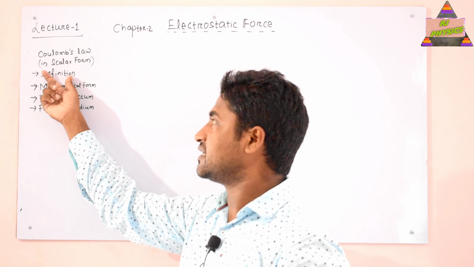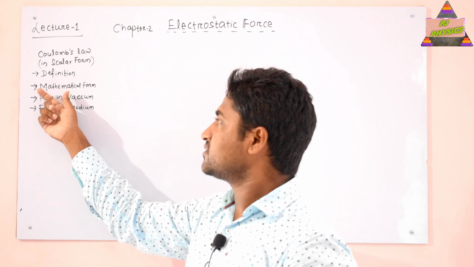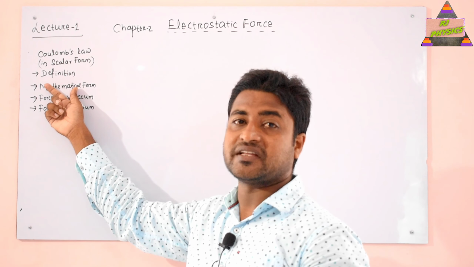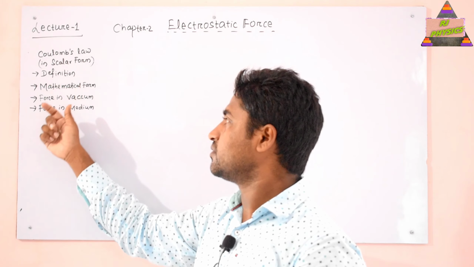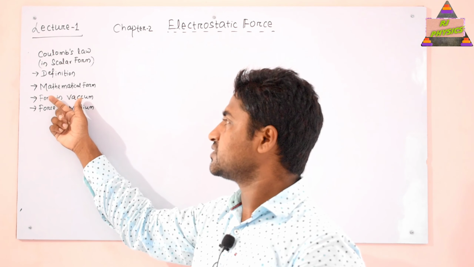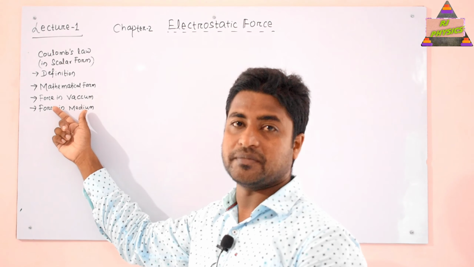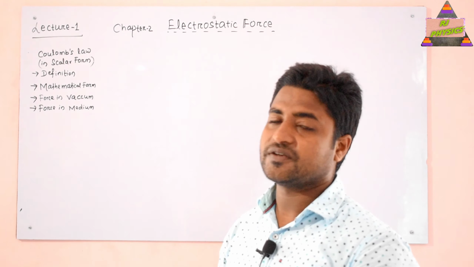First, what is the definition? What do you mean by Coulomb's law? Or what is Coulomb's law? Second one is its mathematical form. What is the mathematical representation of Coulomb's law? Third one is expression for Coulomb's law or Coulomb's force in vacuum, and finally expression for Coulomb's law or force in a medium.